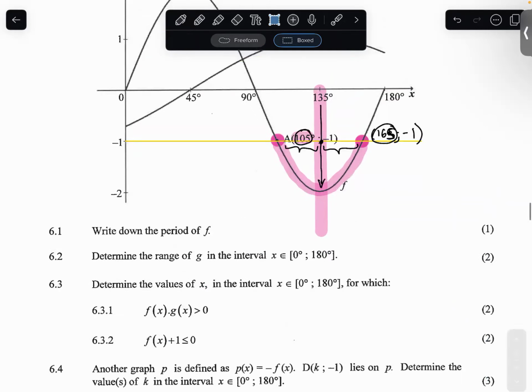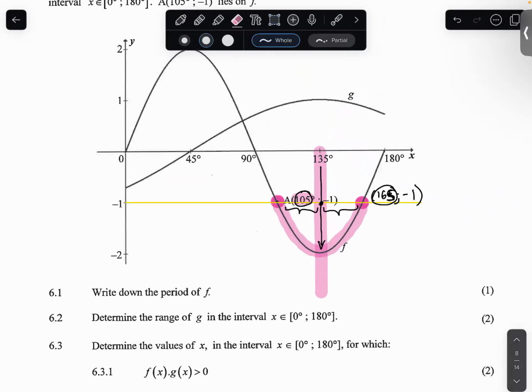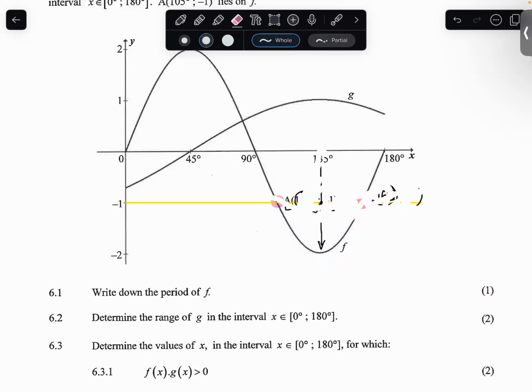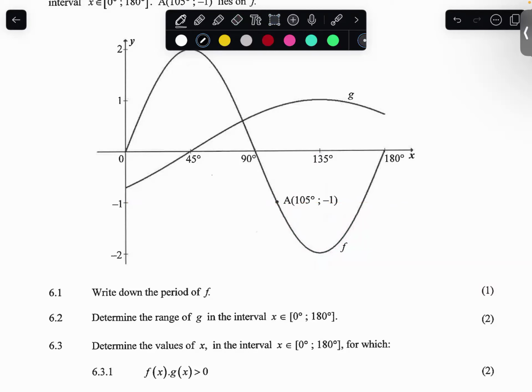The next question says, hold on, I just want to take all of this out. Oh my. Oh dear. Okay.